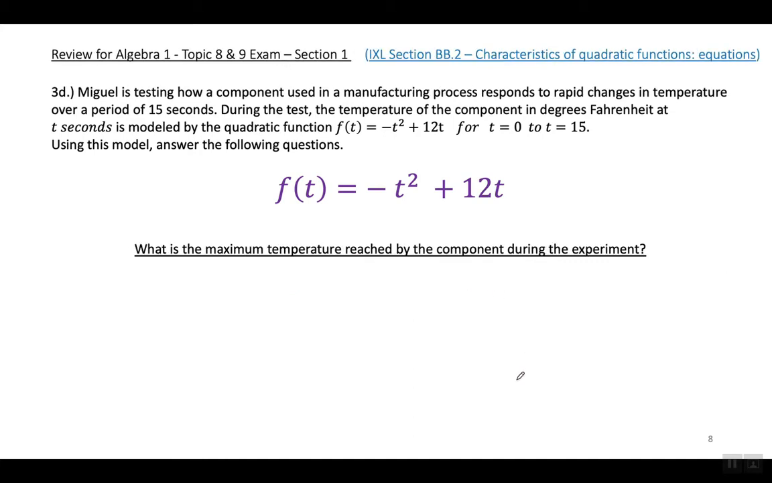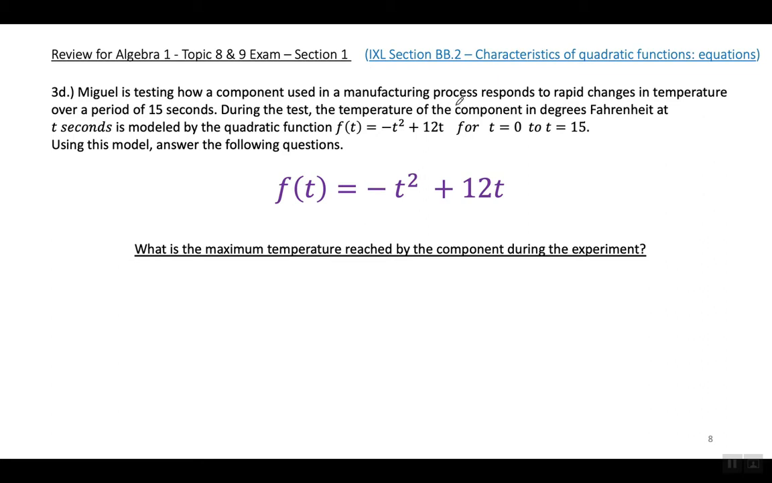Is there anything else after this? Yeah, there's one more. What is the maximum temperature reached by the component during this experiment? Okay, listen, you're going to need to know this for quite a few questions, not just one question. It's on BB2. I explained it in the video for BB2, so you should definitely check it out if you haven't. And you should definitely do that IXL if you haven't.